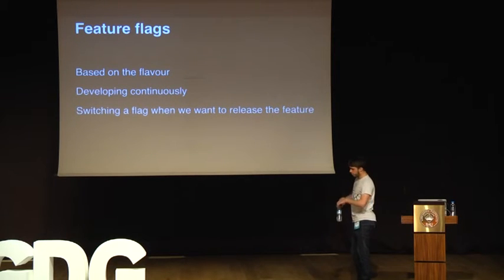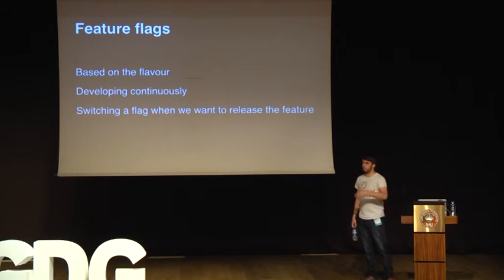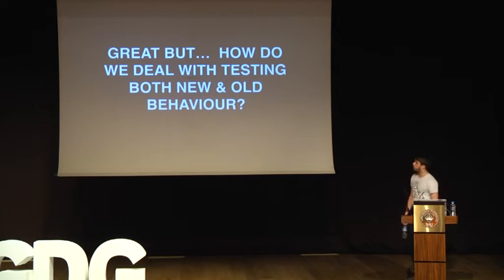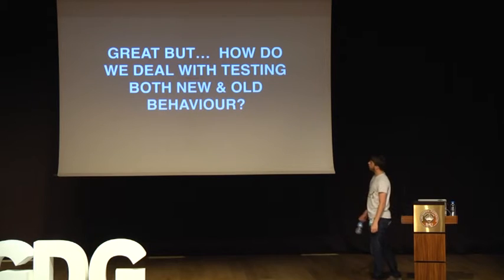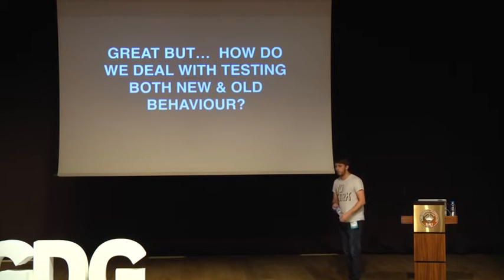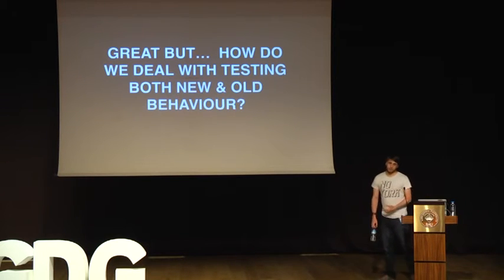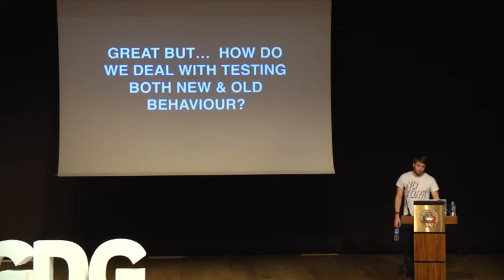We had a private beta. And we just have to switch the flag when we want to release the feature. We can continue developing even if the feature is not ready by just switching this flag off. So that's great. But how do we deal with testing both the new and the old behavior? Because every time you execute your tests, you execute all of them, and you might have some tests that are testing the new feature, but if you run this on release, the new feature is still not there, so it just fails.